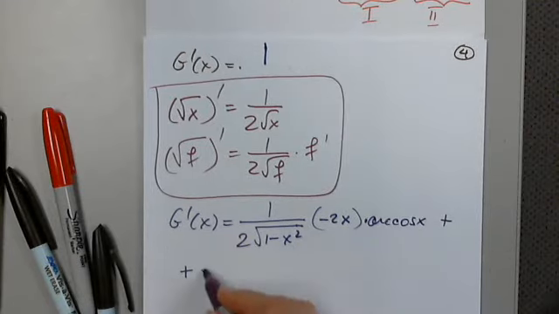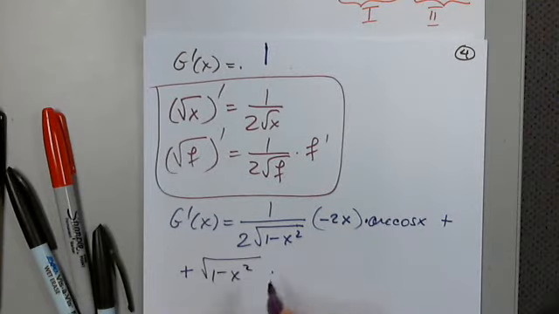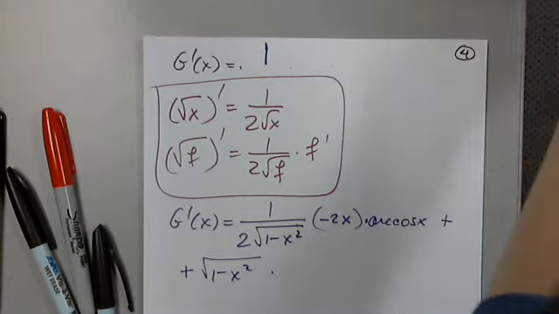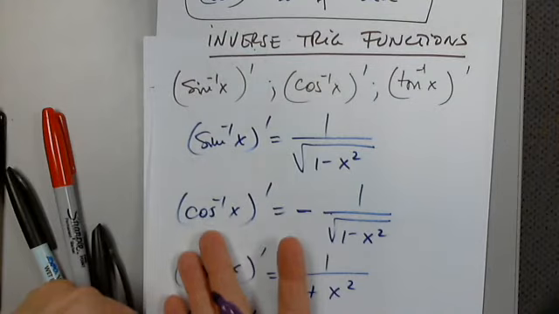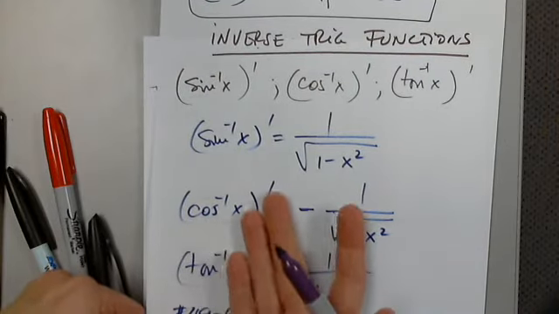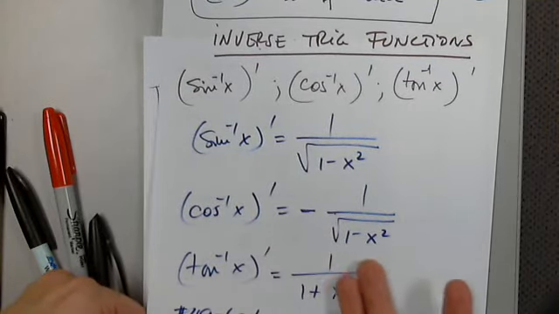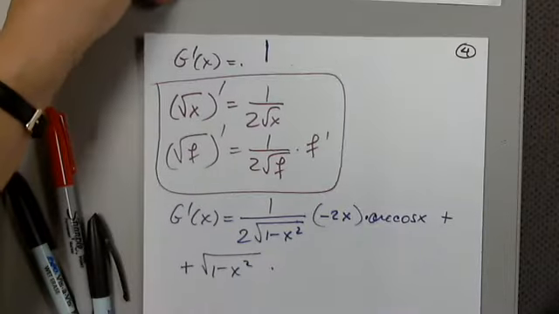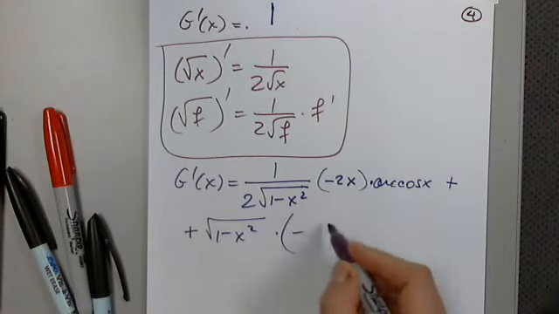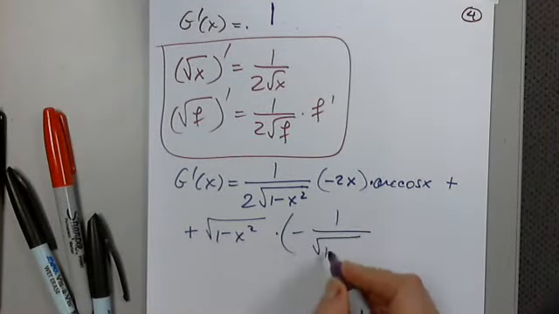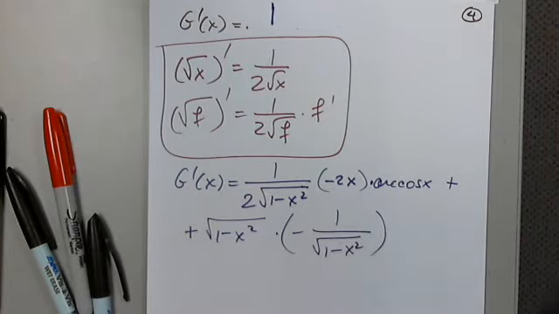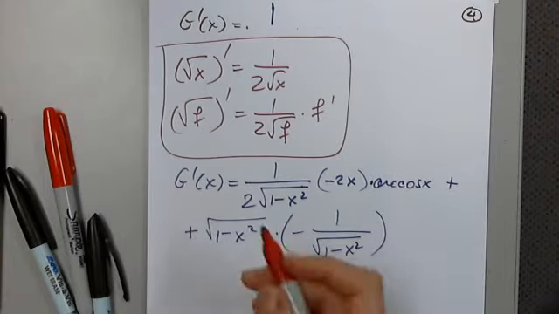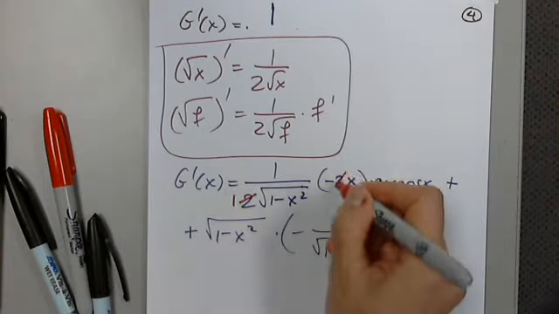Okay, now I copy the first function, which is 1 minus x squared, and I have to multiply by the second function prime. So arc cosine, or cosine inverse prime, is negative 1 over the square root of 1 minus x squared. So I'm going to put this in parentheses. Negative 1 over the square root of 1 minus x squared. So far, so good? Okay. I'm going to try to simplify a little bit, and here's what I'm going to do. I see a positive 2 here and a positive 2 here.